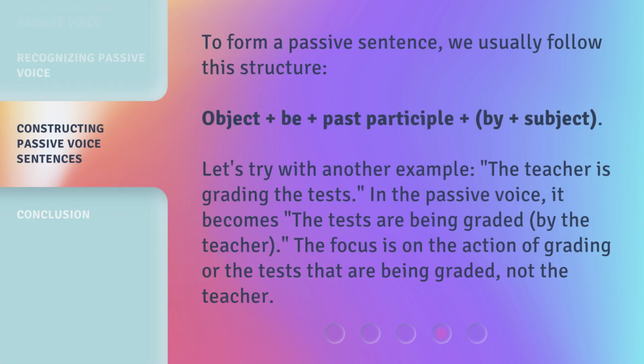To form a passive sentence, we usually follow this structure. Object plus be plus past participle plus by plus subject. Let's try with another example. The teacher is grading the tests. In the passive voice, it becomes, the tests are being graded by the teacher. The focus is on the action of grading or the tests that are being graded, not the teacher.